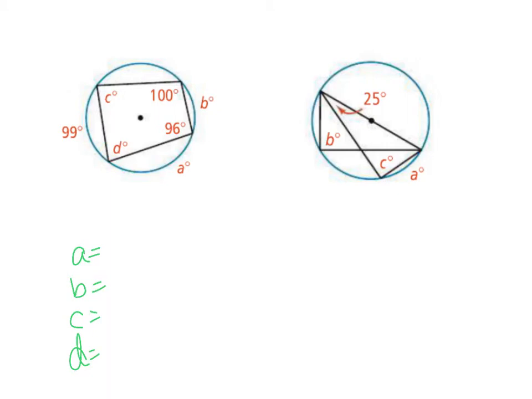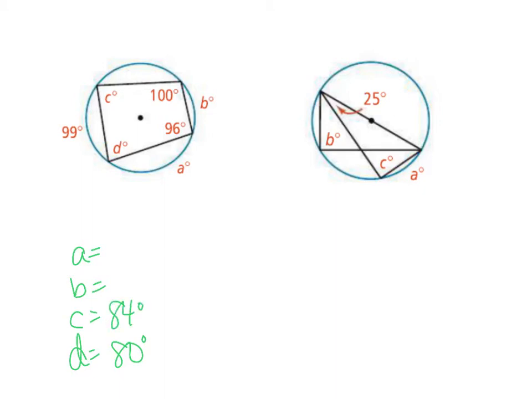Actually, to be honest, the thing that jumps out at me is our C and D, because I've got this inscribed quadrilateral, and opposite angles are supplementary. Opposite angles, supplementary. So D I can just do in my head. That's just going to be 80 degrees. Got that one. C, I'd have to do 180 minus 96, and it's 84.